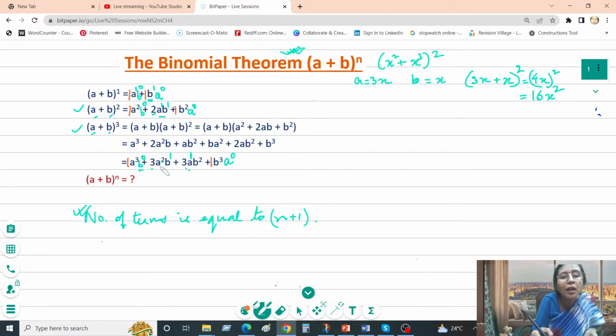So now comes the question, what will be the numerical coefficients? How to find them? For that, we take up the Pascal's triangle for the coefficients. Pascal's triangle.